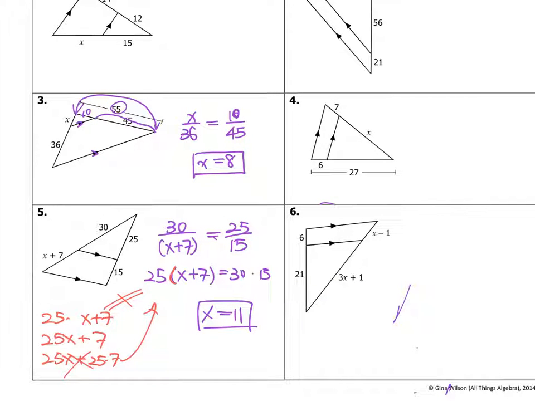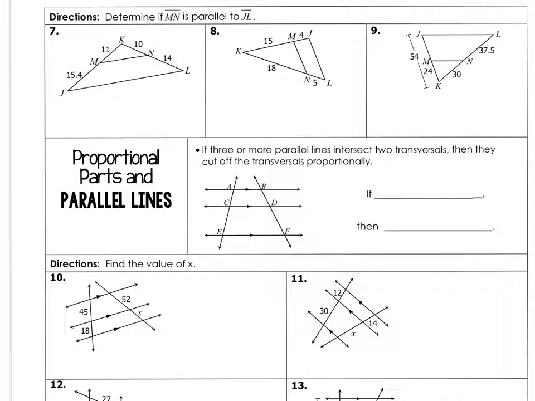Okay, so I demonstrated the odd numbers. Pause the video and finish the even number practices. Numbers 7, 8, 9 are to determine whether the segment inside is parallel to one of the sides or not. It gives you the sides of a triangle, and in this case, we use the converse of the triangle proportionality theorem. So I'm going to jump straight into number 9 to demonstrate that.